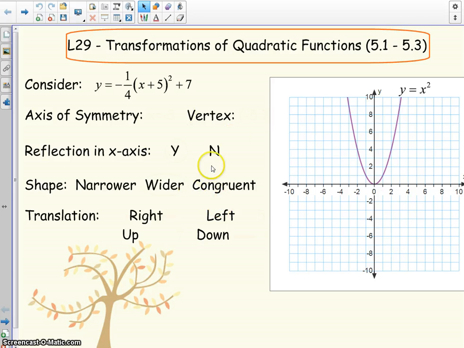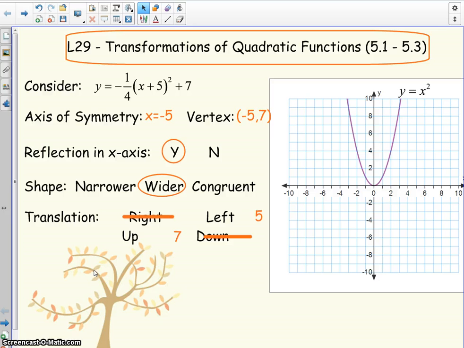Okay, so if you look at some of the examples that you've done already on that investigation, take a look at any patterns you may have discovered and try to fill in the information that's on here. So before even trying to graph y equals negative 1 over 4 times the bracket x plus 5 all squared plus 7, try to predict where the axis of symmetry is, where the vertex will be, and what this graph will look like in comparison to y equals x squared. So take a minute and try that out, and then let's take a look at the answer together.